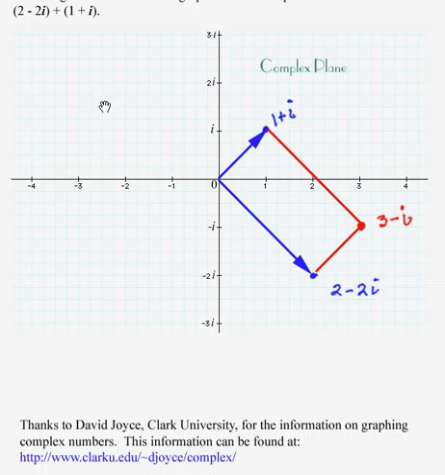So that's complex numbers, how to know when they're equal or equivalent, how to add, subtract, multiply, divide, and how to graph the representation of a complex number and use the parallelogram rule to find the sum of two complex numbers.